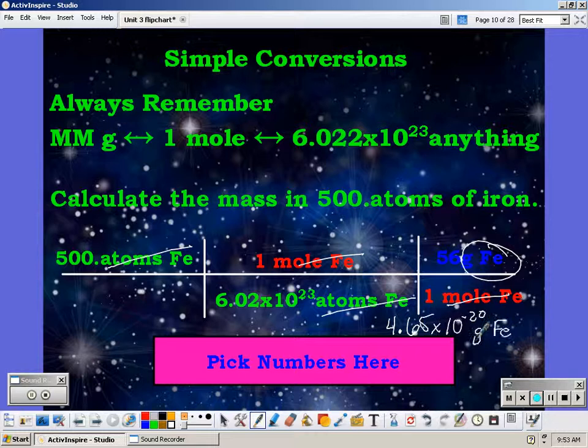There were 3 sig figs in our given, so there should be 3 sig figs in our final answer as well. Do try and get in the habit of boxing in or circling your answers as well.